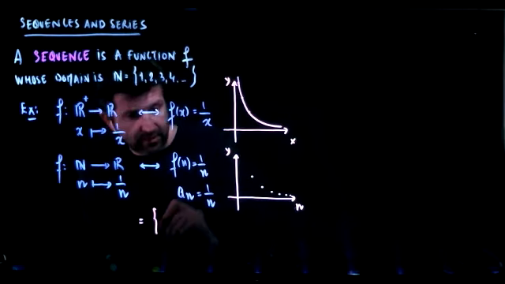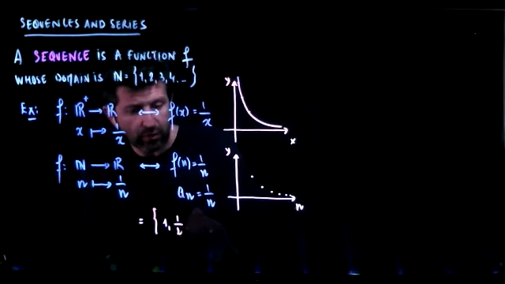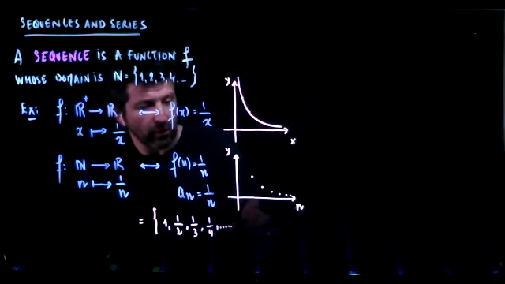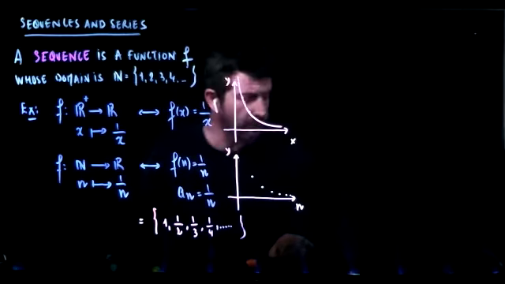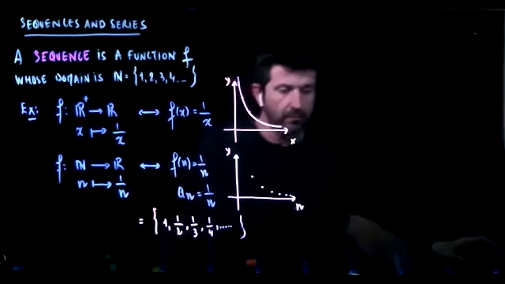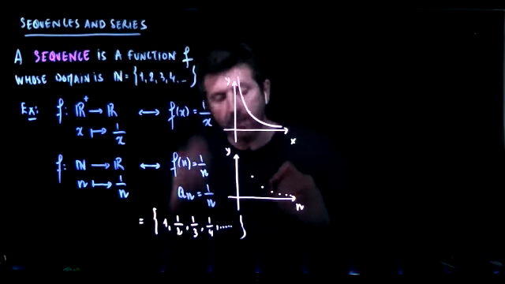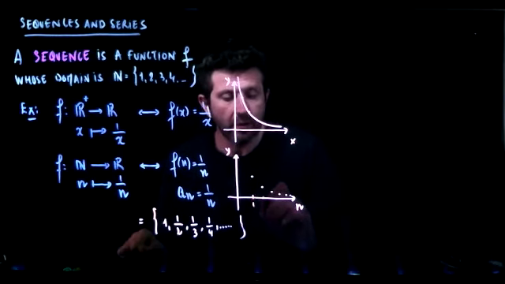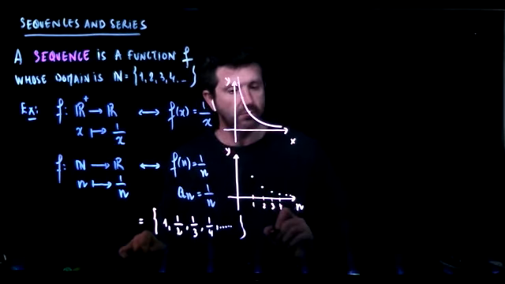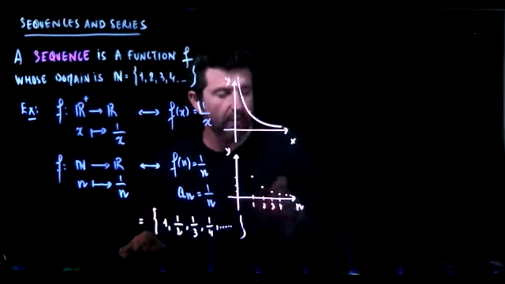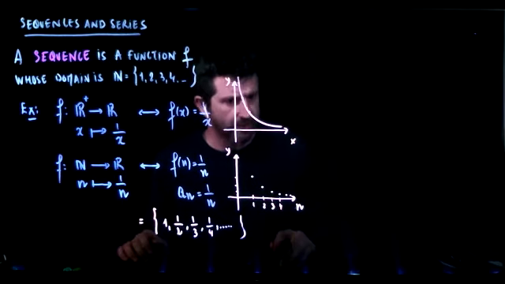So you could write it like this. When n is 1, it's 1. When n is 2, it's 1/2, 1/3, 1/4, and so on forever. In this case, this is 1, 2, 3, 4, and so on, and this will be 1, 1/2, 1/3, 1/4. That's what a sequence is.